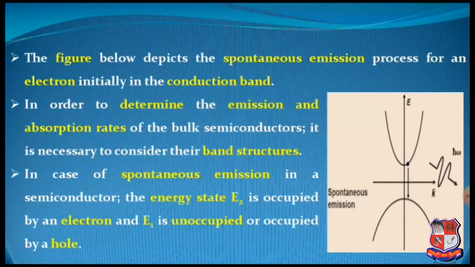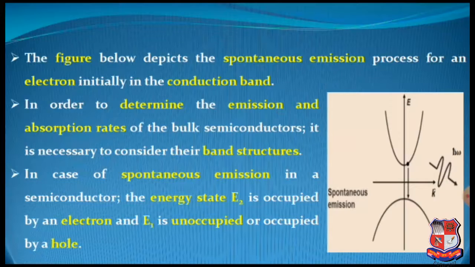Here again the figure below depicts the spontaneous emission process for an electron initially in the conduction band. Again it is a very well known E-k diagram, that means energy versus wave vector diagram. The electron is traveling from the conduction to the valence band and it is emitting energy equal to the photon energy h-bar omega. You can either write h-bar omega, or you can also write it as h nu.